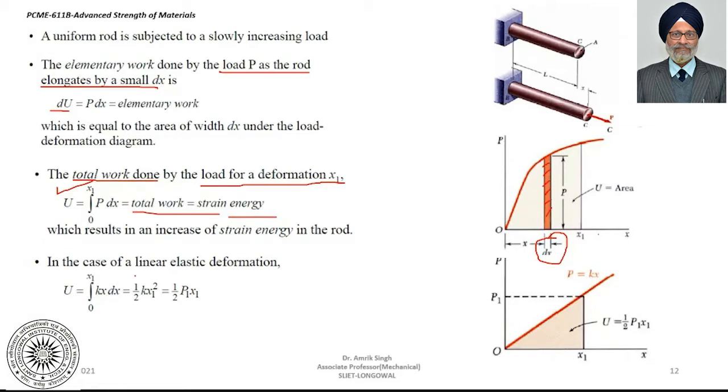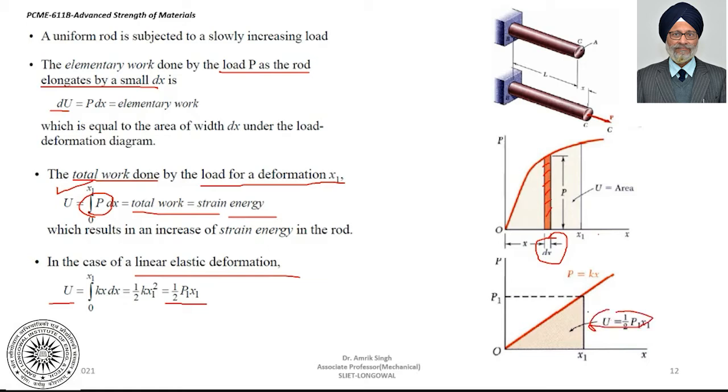So in the case of the linear elastic deformation, it is denoted by U. So U is equal to the integral from 0 to x1 of k into x, because P you can write as k into x, where k is the load index and x is the extension. So kx into dx. If you integrate this, it is half k x1 square, and you put the limit. So this is equal to half p1 into x1. So you see, if we want to find out at x1, this is the strain energy.